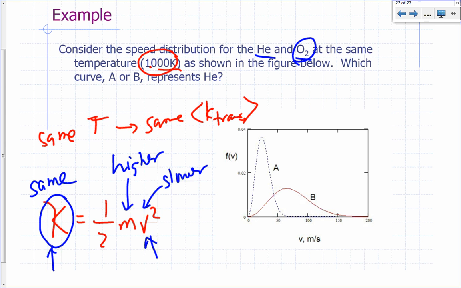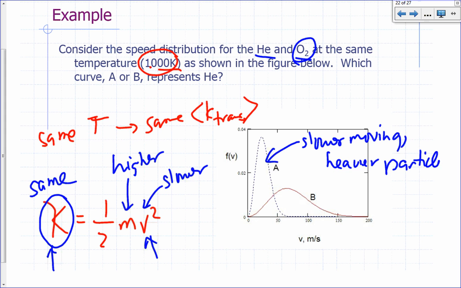So that means this curve right here, A, these are slower moving particles, right? So this would be the heavier atoms, heavier molecules, heavier particles. So this will be your O2, and B would represent your helium. So this would be the faster moving. They have the same average translational kinetic energy, but their average speeds are not the same. The heavier particles would be moving at slower speeds for the same amount of translational kinetic energy.